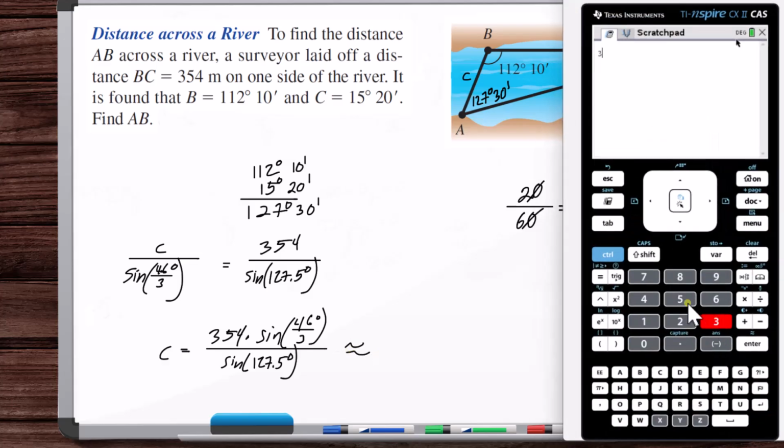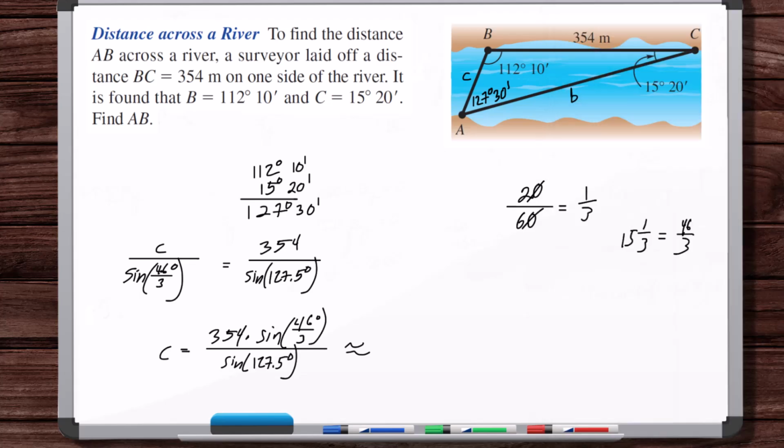So, okay, 354, we're in degree mode, times sine of 46 thirds divided by sine of 127.5. About 118 meters. So that's AB. Pretty cool how triangulation works.